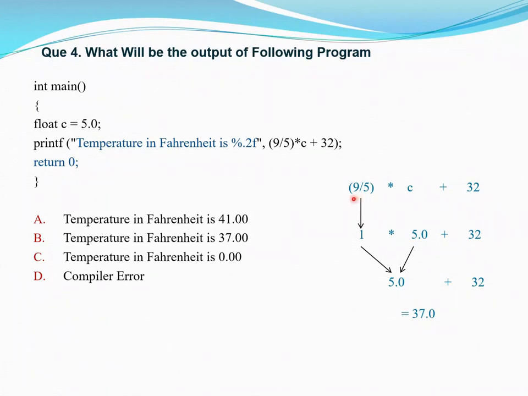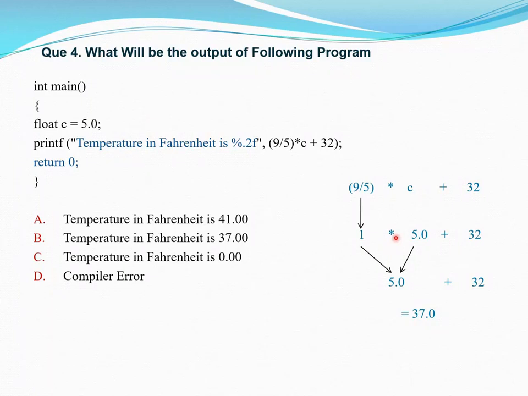This is an integer division because both the operands are integers. Hence, according to integer arithmetic, if both the operands are integers, then the answer will also be an integer. So the value of 9 upon 5 will be equal to 1 and not 1.8, because 9 upon 5 will give only the integer value. So firstly this will be evaluated and it will be equal to 1.